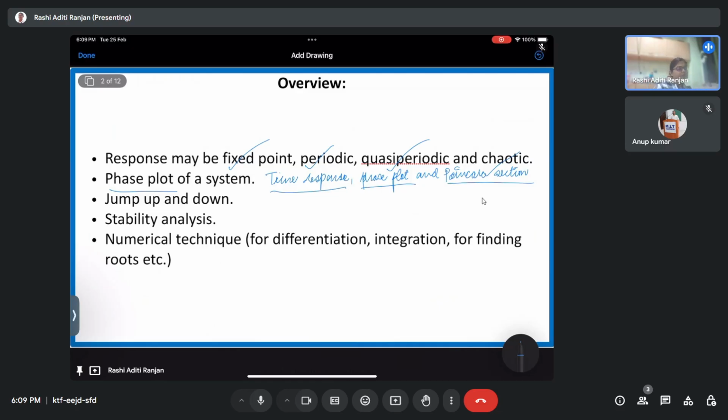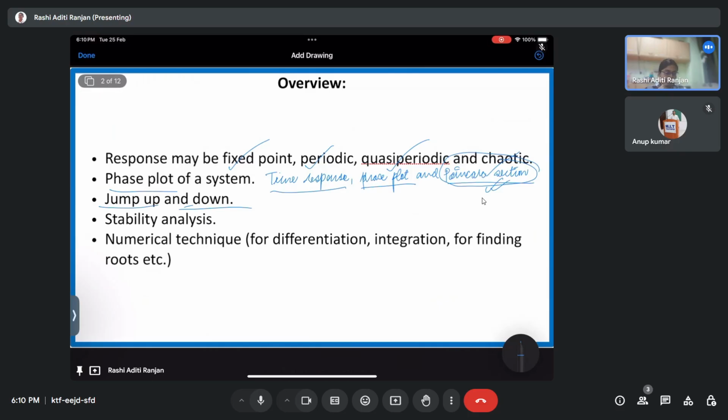But what I could tell is that Poincare section is very important to visually differentiate between a periodic, quasi-periodic, or a chaotic response. Okay. Then the discussions were also done for the jump up and jump down phenomena, which essentially occurs in physical systems, specifically those systems which have nonlinearity present in them. And I've also taken a question in which I will discuss this jump up and jump down phenomena.